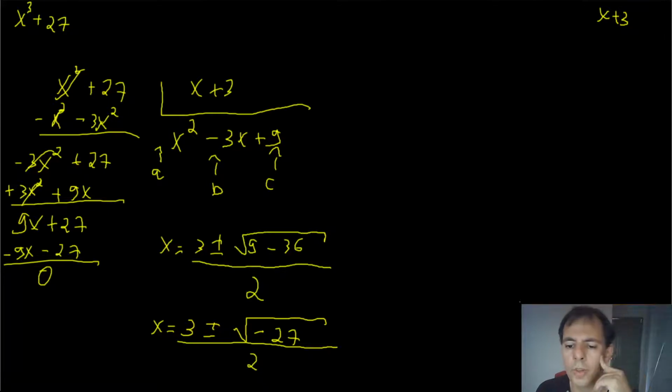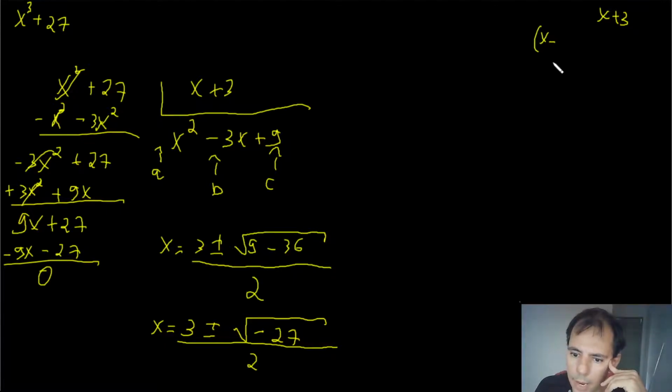All right, so we found both zeros. One of the zeros is 3 plus the square root of minus 27 divided by 2, and the third zero is going to be 3 minus the square root of minus 27 divided by 2, and the first zero was minus 3.